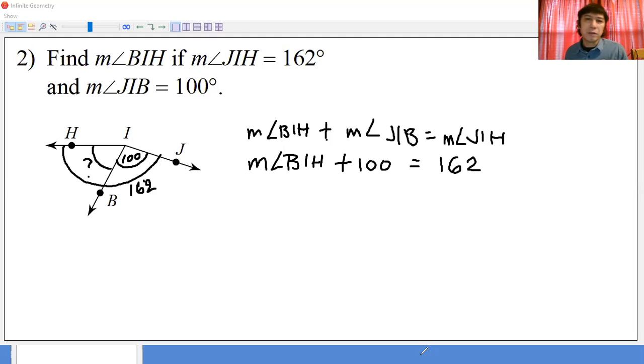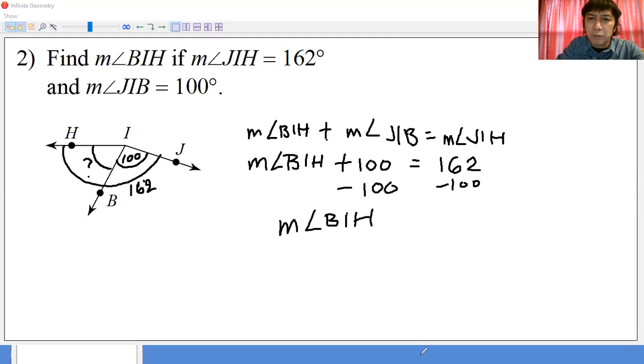Again, by way of subtraction property, we shall be able to get the answer. So this is minus 100 on both sides. And the measure of angle BIH must be equal to the difference, and that should be about 62 degrees. There, 62. And the answer is correct. From the solution, you should be able to learn how to set up the equation and solve the equation to get the answer.